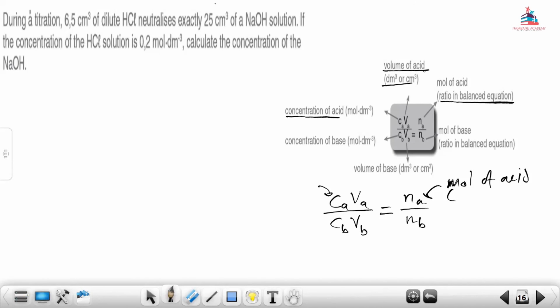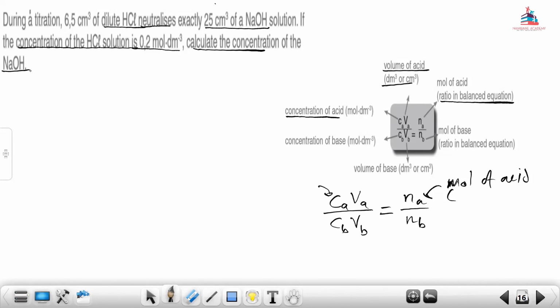Looking at the statement that is given, it says during a titration, 6.5 centimeter cubed of dilute HCl neutralizes exactly 25 centimeter cubed of sodium hydroxide solution. If the concentration of HCl is 0.2 mole per decimeter cubed, calculate now the concentration of the sodium hydroxide.